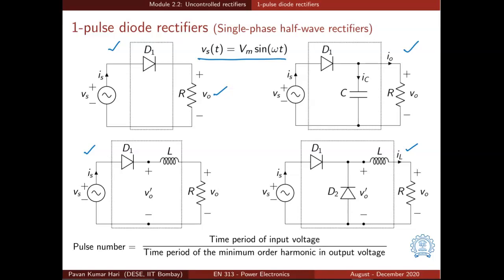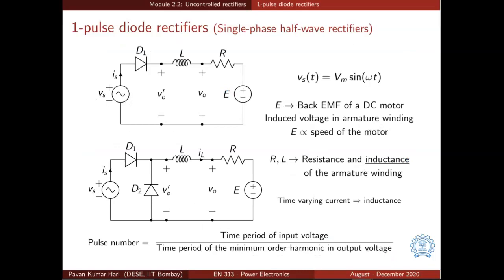It refers to the number of input voltage pulses appearing in one cycle of the output voltage. It can be formally defined as time period of input voltage divided by the time period of minimum order harmonic in output voltage. We will get to know more about pulse number as we proceed.